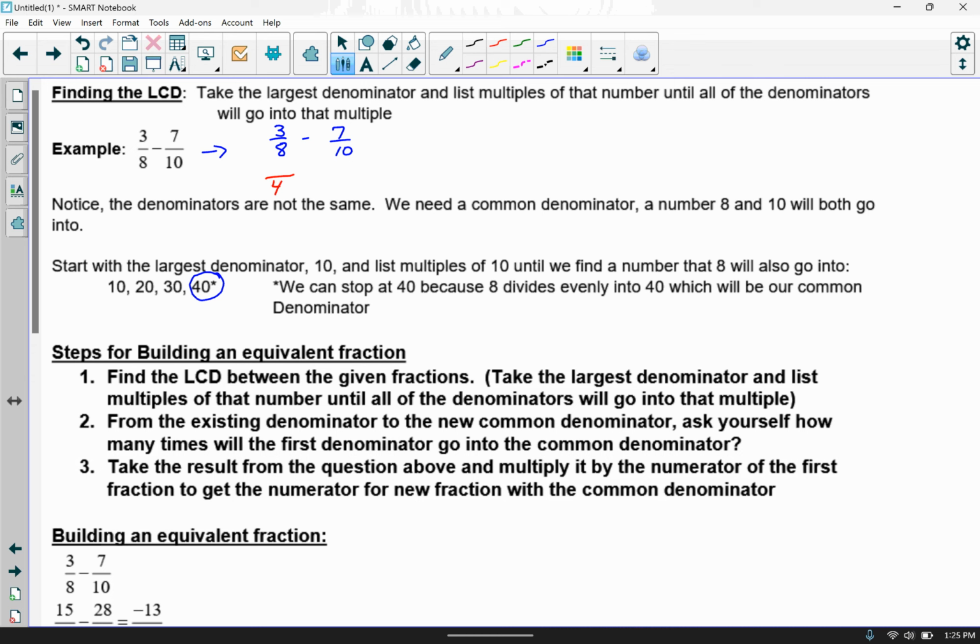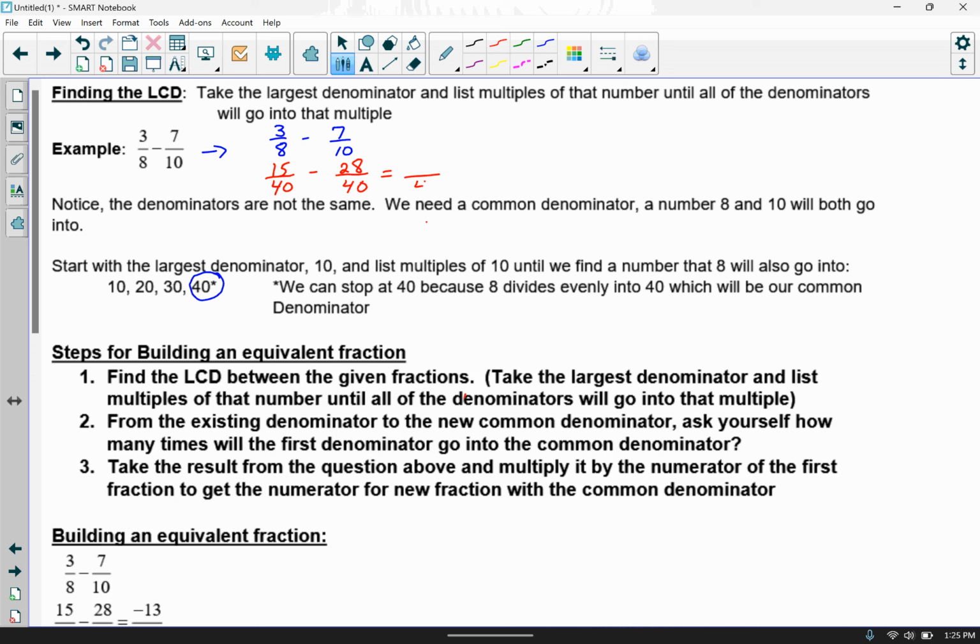I'm going to put a 40 down here, bring out that subtraction sign. All right, we're building equivalent fractions, so I ask myself, 8 goes into 40 how many times? So 8 goes into 40 5 times. Take that 5 and multiply it times the 3 up top, so 5 times 3, 15. 10 goes into 40 4 times. 4 times 7, 28. Now you have the same common denominator.